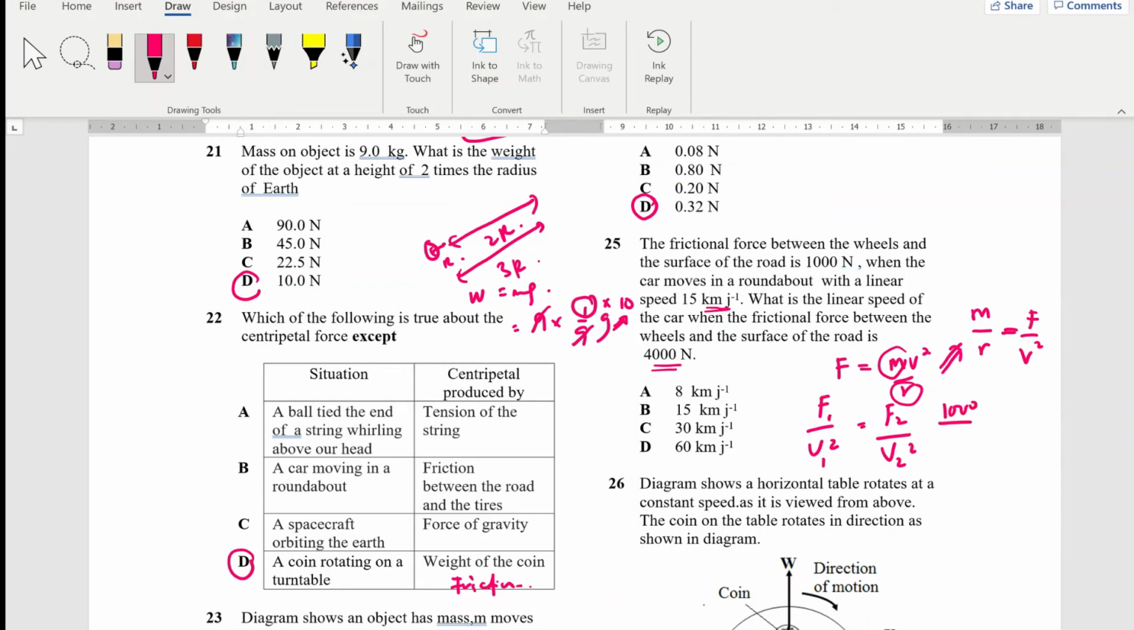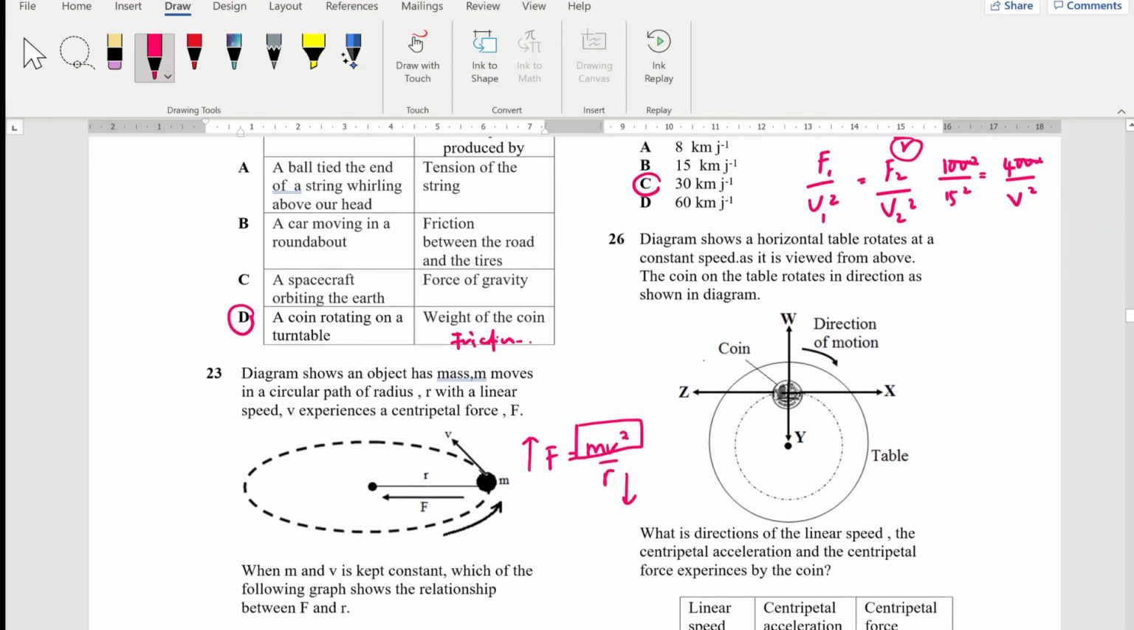1000 divided by 15 squared equals to 4000 divided by, we don't know the one that we want to calculate. So kita akan dapat, okay, so awak akan dapat jawapan dia C. Try kira, use your calculator, you will get that.